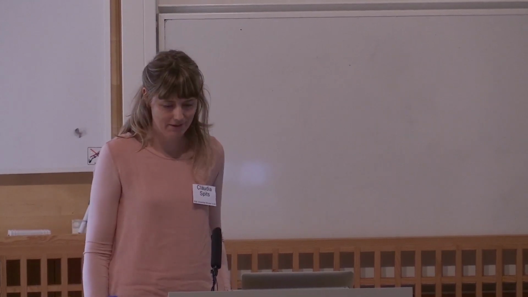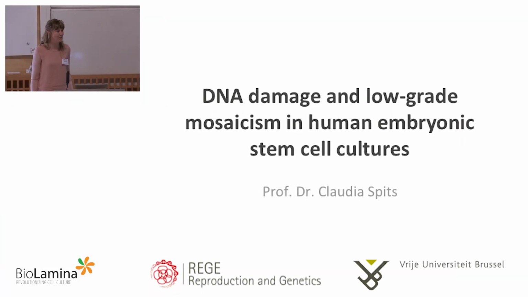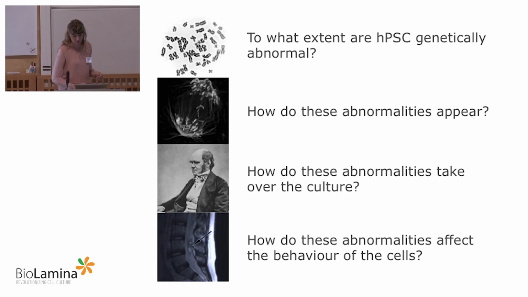So as I'm working, genome instability is actually not only in embryonic stem cells. We're focusing on four aspects. We're studying to which extent cells are genetically abnormal in culture, in the nuclear genomes and the mitochondria, to get an image of what happens in culture. We're also working on figuring out how these abnormalities appear and the mechanisms behind this, and whether they take over the culture, because once they're there, they're doing something: they're taking over the whole culture, or maybe they're dying.